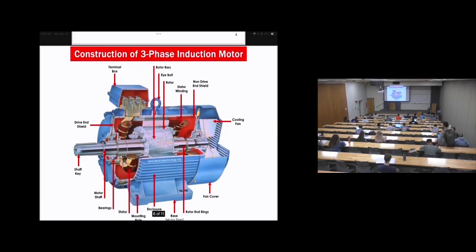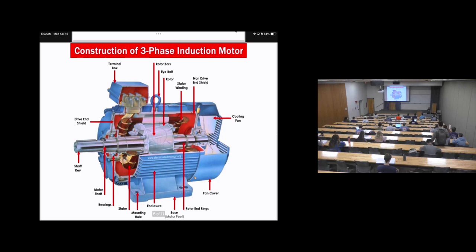Okay, so here is the construction of the overall three-phase induction motor. You can see there are many things like cooling fans, rotor, stator, terminal box, the bearings, the shafts, etc. So there are many things, but here we will model this into an equivalent circuit. So we will not take into consideration many factors like the cooling fan. We will not put it in our consideration. We just mainly focus on the electrical part, the most important part in how to run this motor.